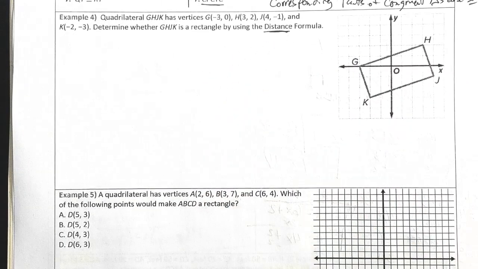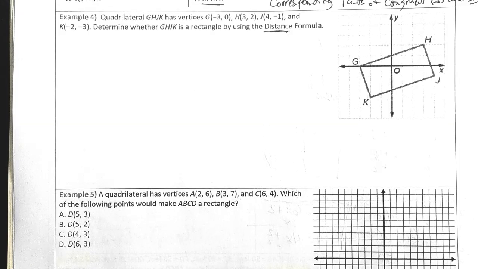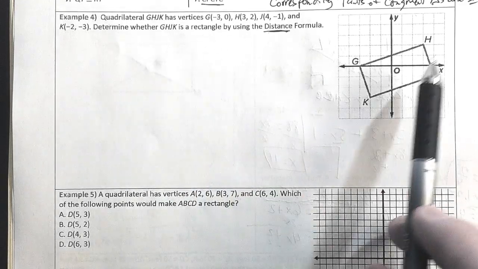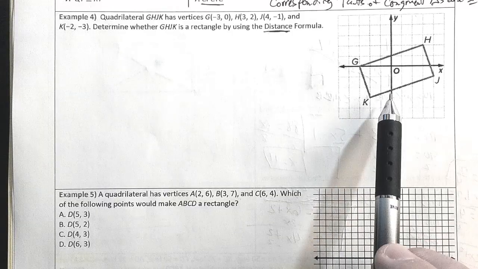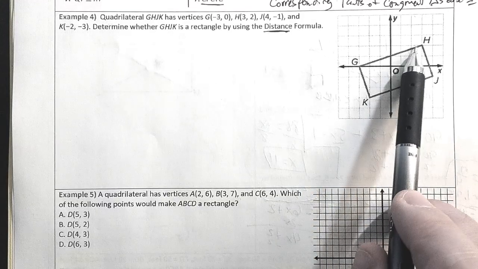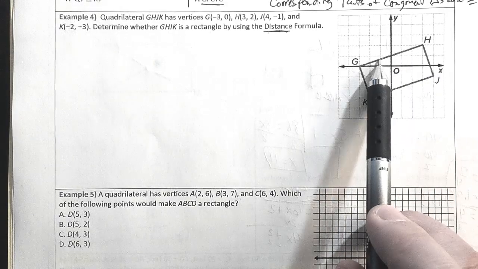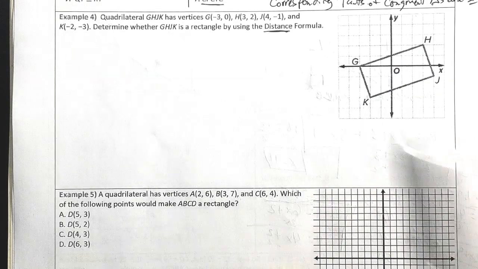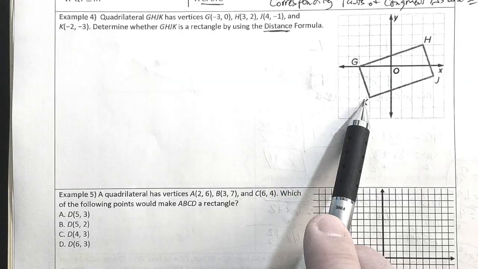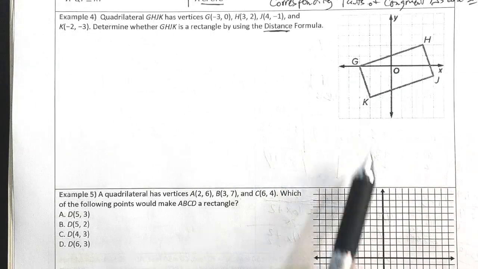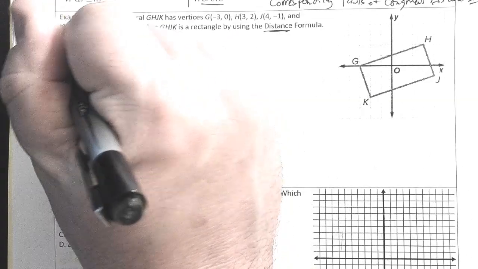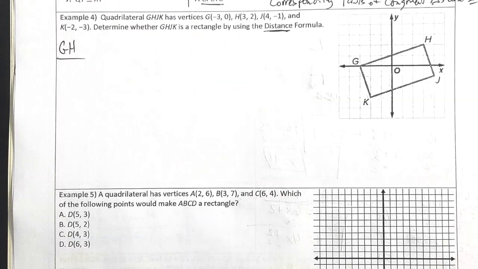It's important that they say the distance formula, because if they wanted us to prove this was a rectangle, well, first we could check to see if we have all 4 right angles. We could just see if these 2 are perpendicular, these 2 are perpendicular. But the distance formula means they want us to check the sides. So GK should be congruent to HJ, GH to KJ. So let's go GH first.